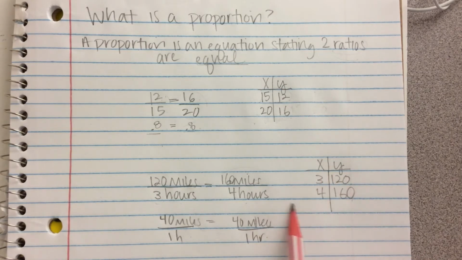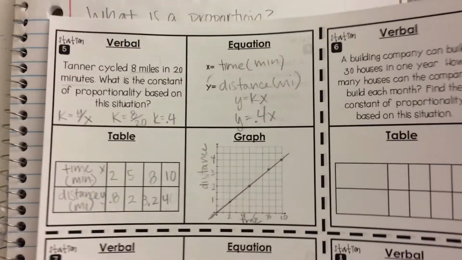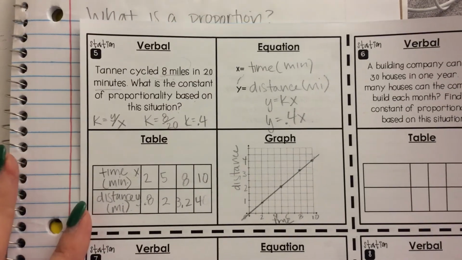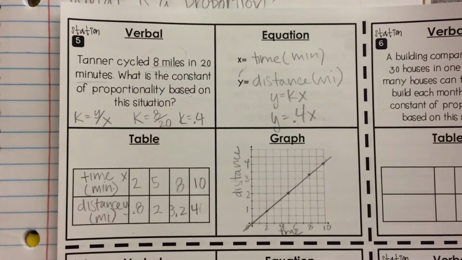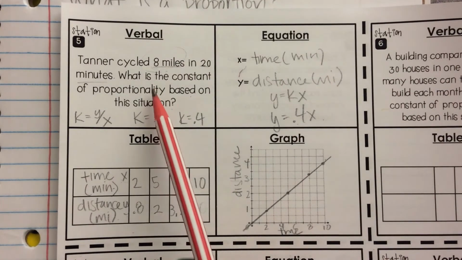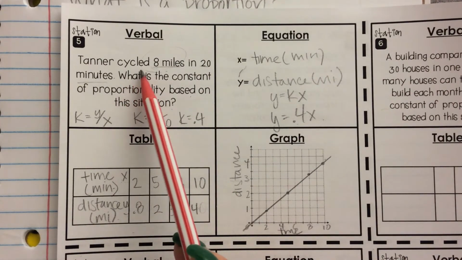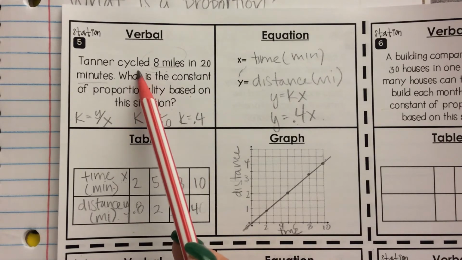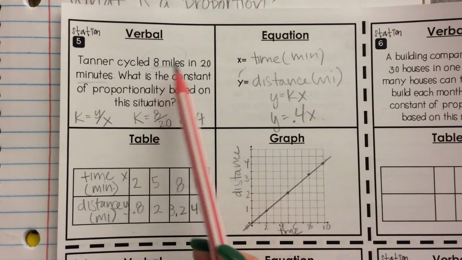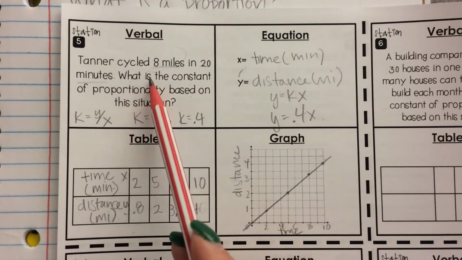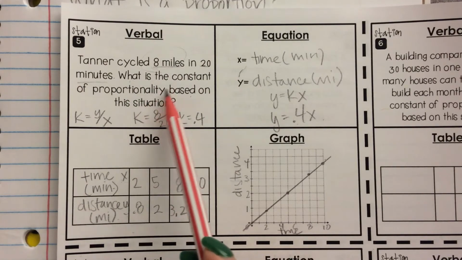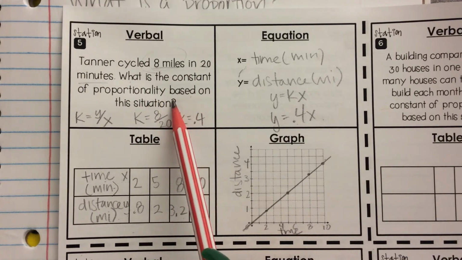And again, I have this as an x and y table too, just so you can see what that looks like. Now let's look at how you would turn all of that into tables, graphs, and all kinds of fun stuff. I'm going to look at the four corners activity, and I have a situation here. My verbal is: Tanner was riding a bicycle 8 miles in 20 minutes. What is the constant of proportionality based on this situation?